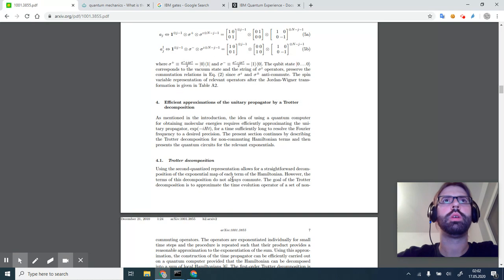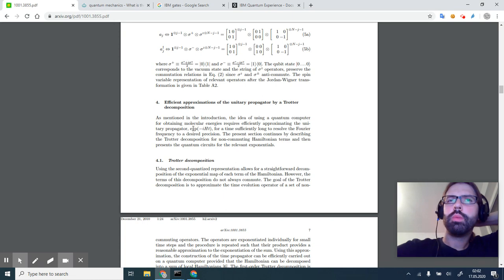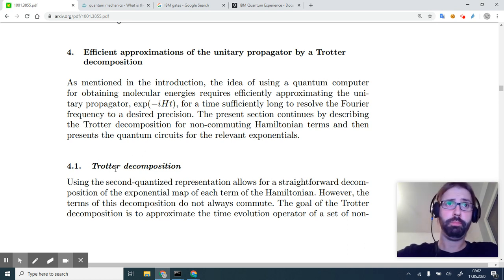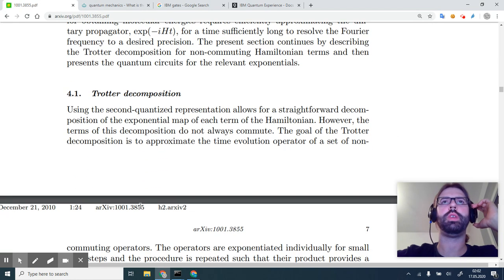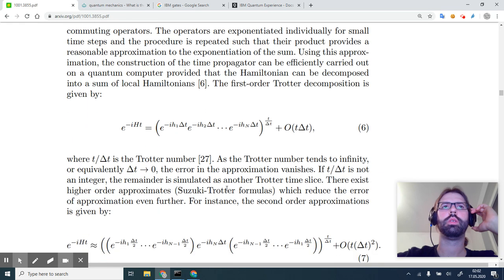Primitives. That's okay. As mentioned, the idea of using a quantum computer for obtaining molecular energies. The present section contains the Trotter decomposition, using a second quantized approach for the decomposition of the exponential map of each term of the Hamiltonian. However, the terms of the decomposition do not always commute. The goal of the Trotter decomposition is to approximate the time evolution operator. So if this is the sum of local Hamiltonians.